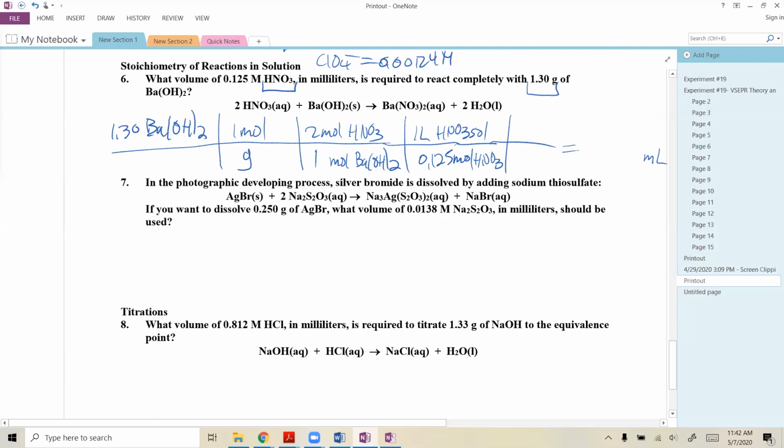After we go through all of that, what's the last conversion that we have to do in order to get into milliliters? Multiply by 1,000. Very good. So I'll let you guys start to fill those in. We can see how we did for our first stoichiometry problem in quite a while.